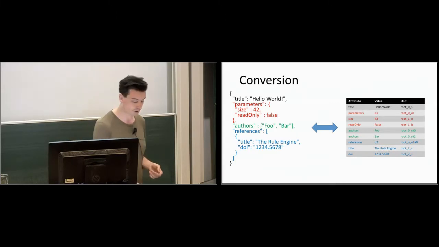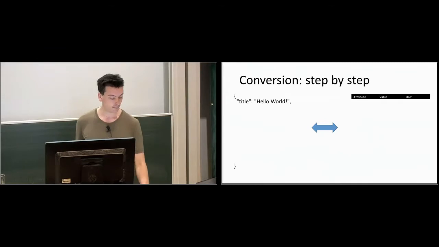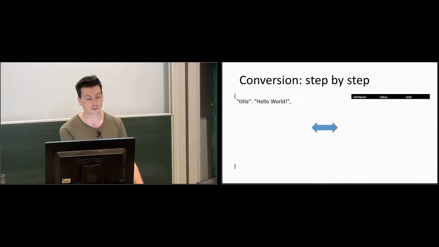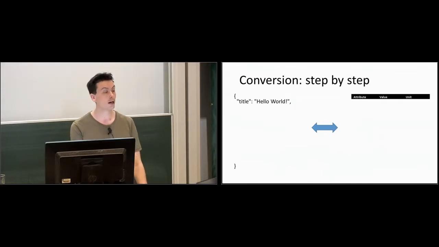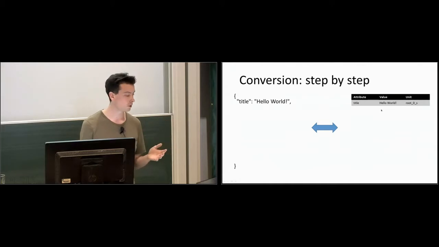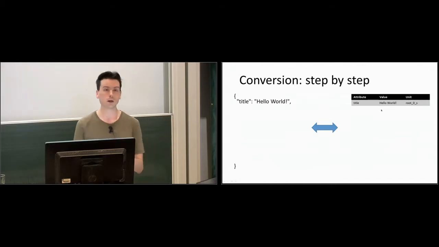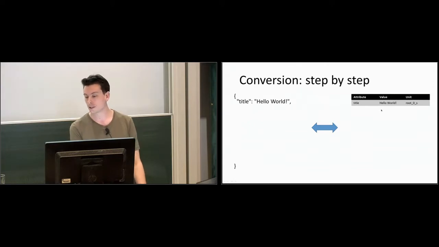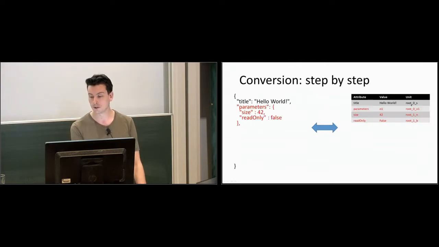And I'll go through it step by step because it makes it easier. So we start with this object. It's got an attribute called title and the value hello world. So that ends up like this in the AVUs. And you see this, we use the unit field for a lot of the context to do the conversion. So you see right now it's this, and I'll come back to that, why that is.